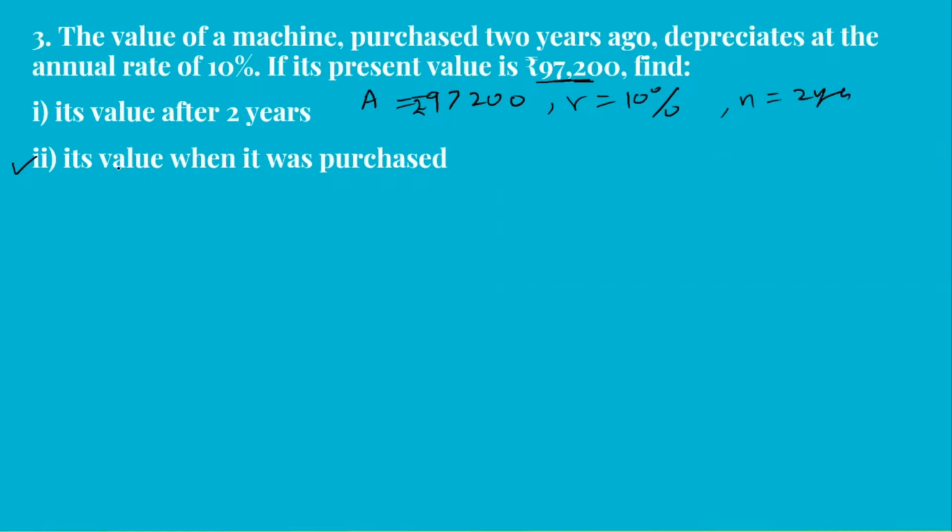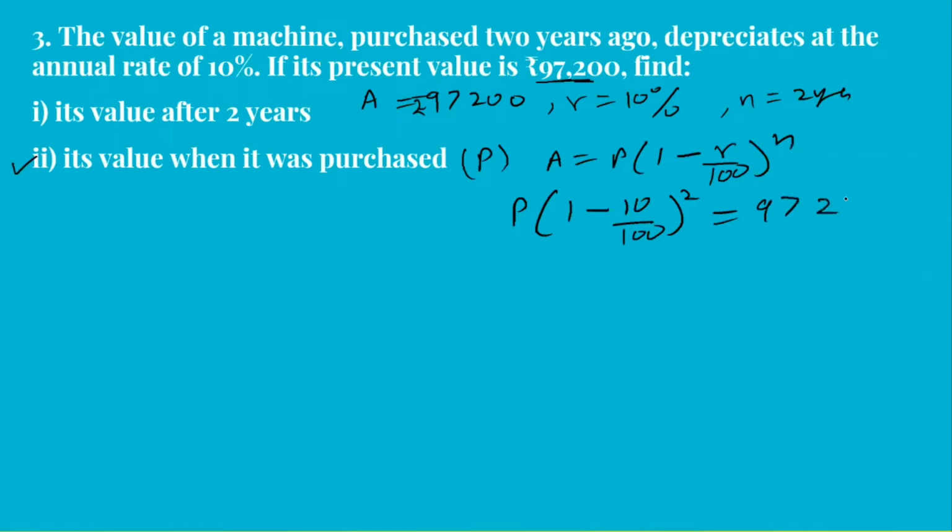So we find its value when it was purchased. Let us take the value when it was purchased as P. We put the formula A is equal to P in bracket 1 minus R upon 100 raised to N. So P in bracket 1 minus R, that is 10 upon 100, raised to 2 is equal to 97,200. So 10 minus 1 is 9. P in bracket 9 upon 10 square is equal to 97,200.